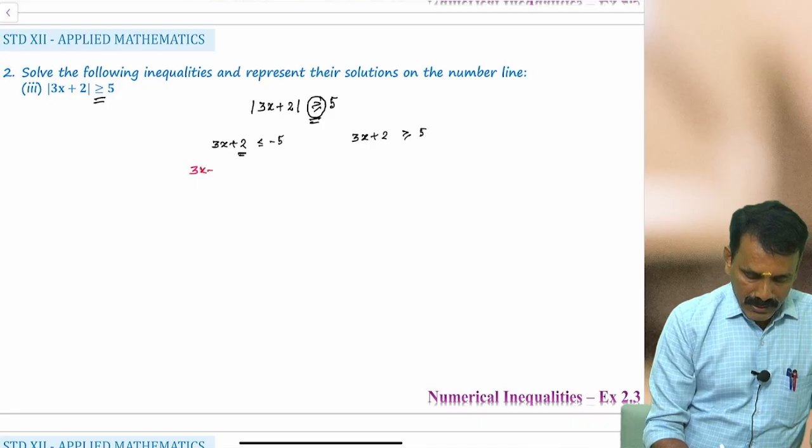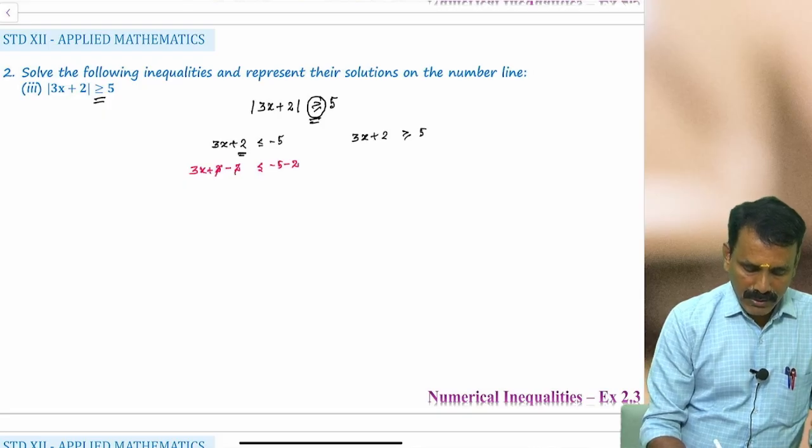So 3x plus 2, additive inverse of plus 2 is minus 2, less than or equal to minus 5 minus 2. So plus 2 minus 2 cancel. So we get 3x less than or equal to minus 7.